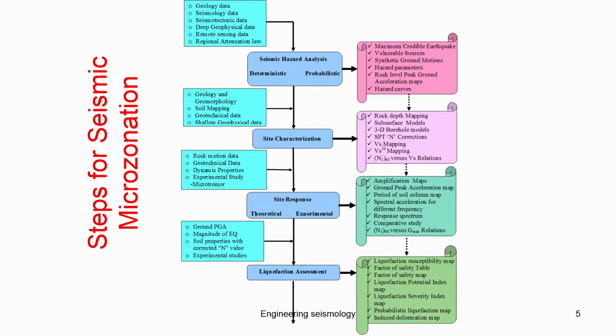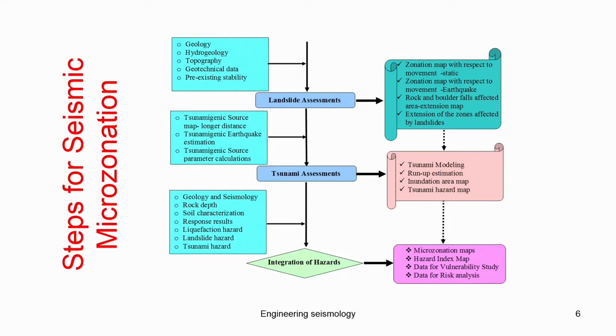We have seen that this consists of about 7 classical steps. Starting from estimating the bedrock level hazard, then characterizing the soil, then estimating how the waves get modified, in the form of site response studies using theoretical and experimental approaches, then assessing liquefaction. All of this, one output will be the input for the next step.